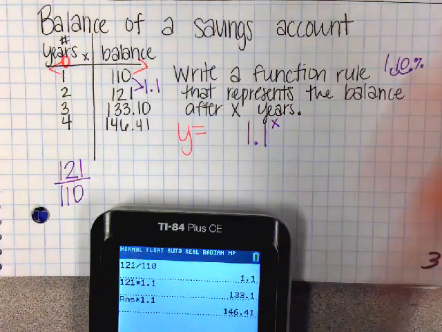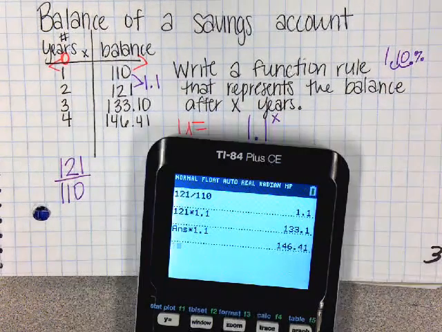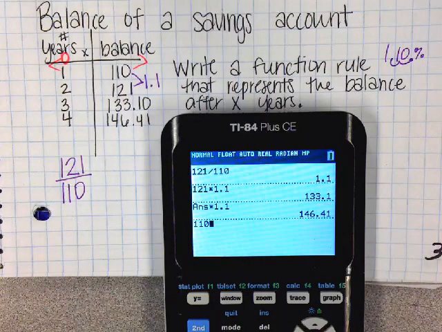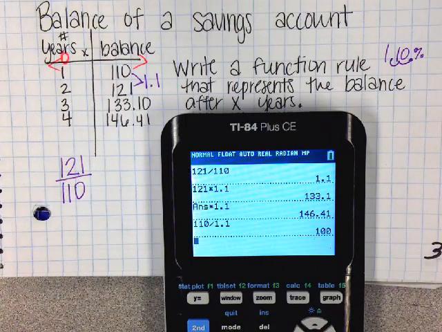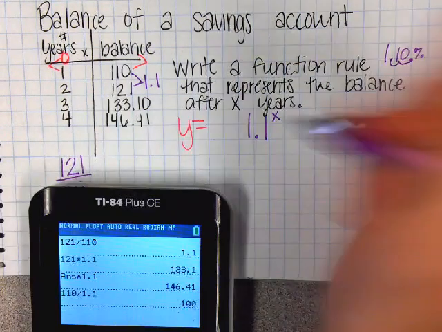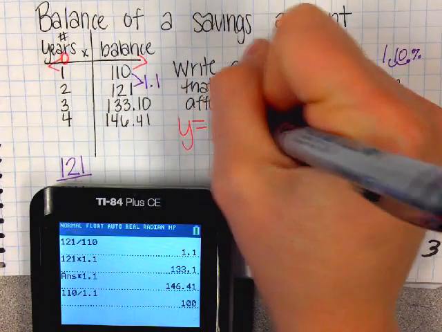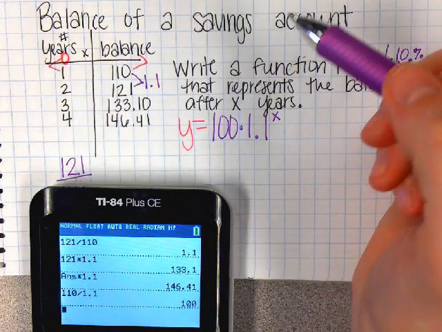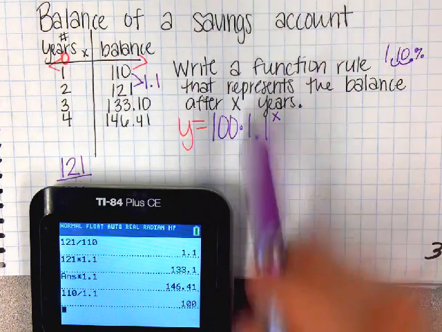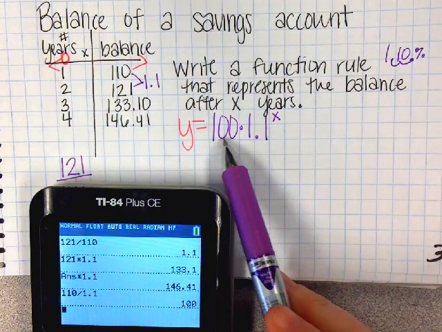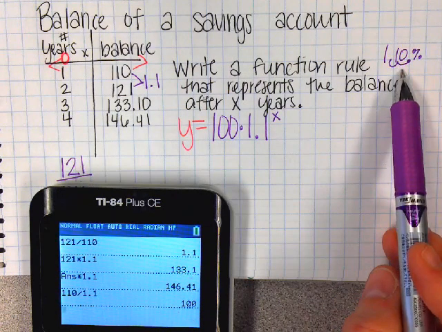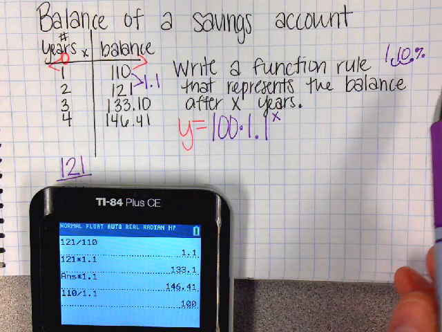Okay? Now, let's find the actual initial amount. So I'm going to take 110. Do I need to multiply by 1.1 or divide by 1.1? You need to divide by 1.1 because you're moving backwards. So what is it? 100. It's 110. It increased by 10%. It was $100. So if you look, they started with $100 and it's increasing at a rate of 10%.